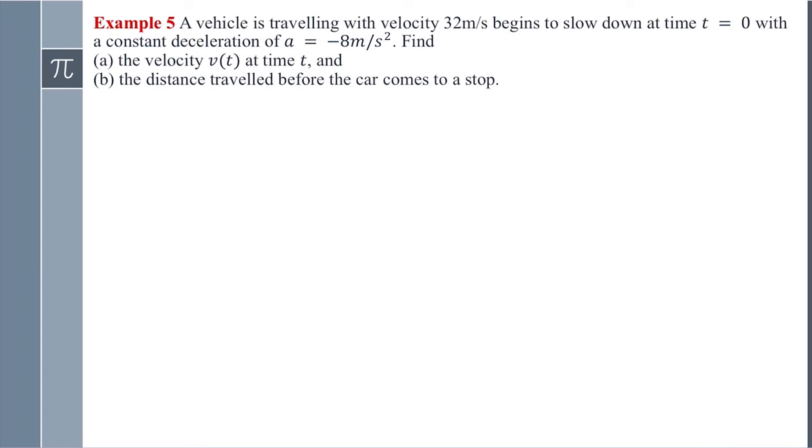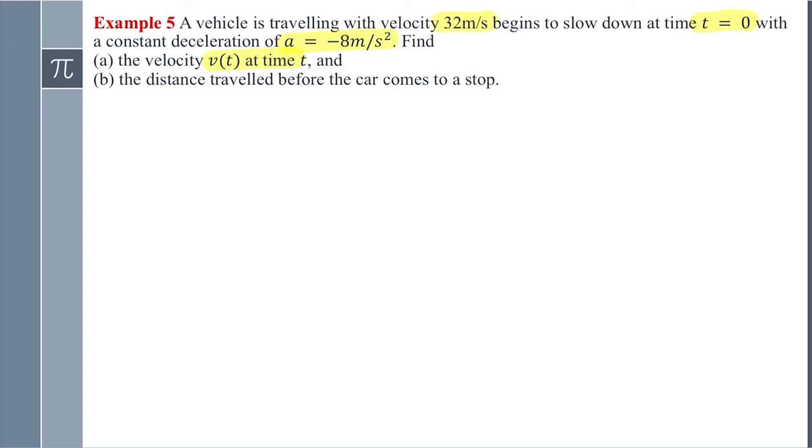So the question is, a vehicle is traveling with a velocity of 32 meters per second, and then it begins to slow down at time t equals 0. So when it begins to slow down, that's the time that we are going to record as 0, with a constant deceleration of negative 8 meters per second squared. So there's the acceleration, negative acceleration, which means deceleration. Find the velocity at time t. So we're going to find the velocity function.